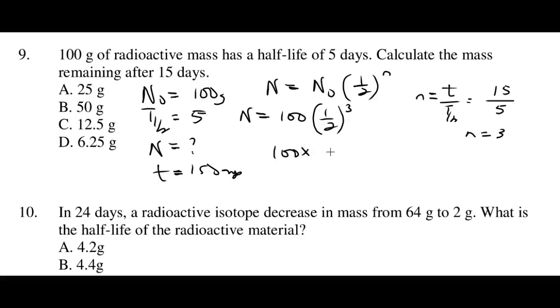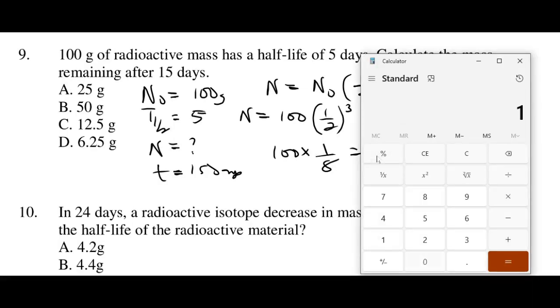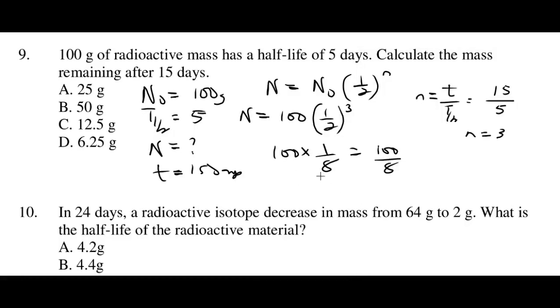So this is 100 times 1 over 8. So this is saying 100 divided by 8. What's 100 divided by 8? You have 12.5. And that makes option C the correct answer.